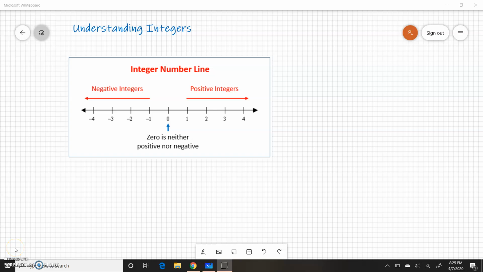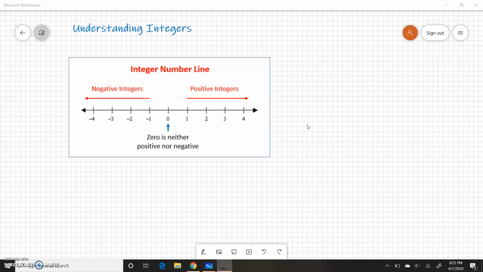Today we're going to look at introducing the concept of integers. So looking at this number line right here, integers are all positive whole numbers, or your regular counting numbers, 1, 2, 3, 4, all the way up as far as you can count. Integers also include negative numbers and 0.